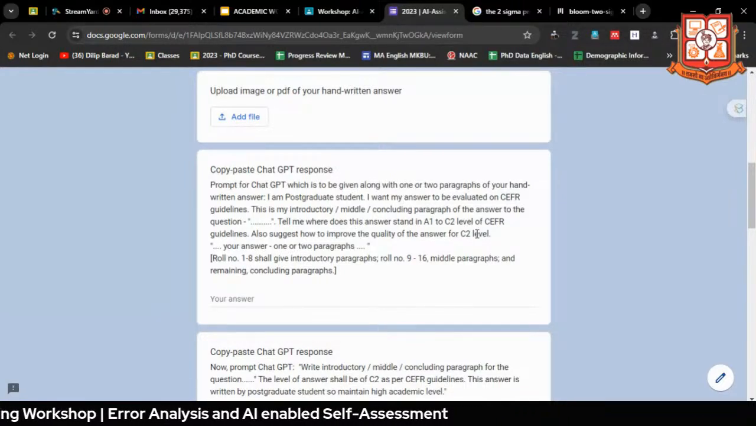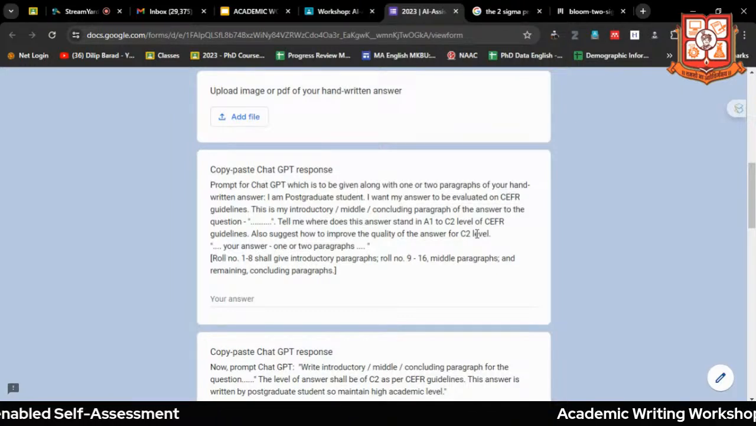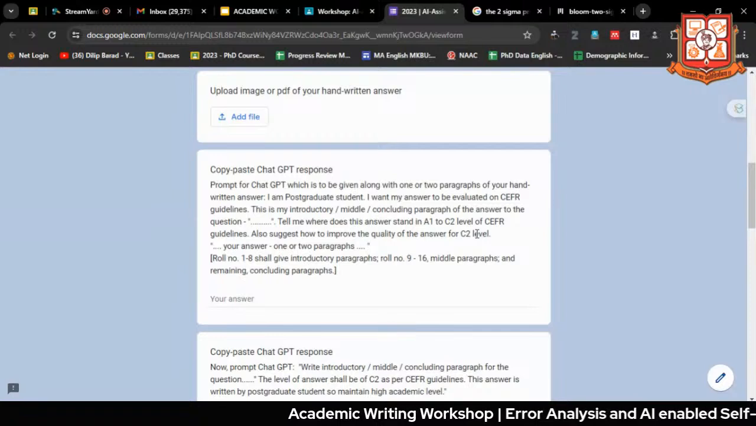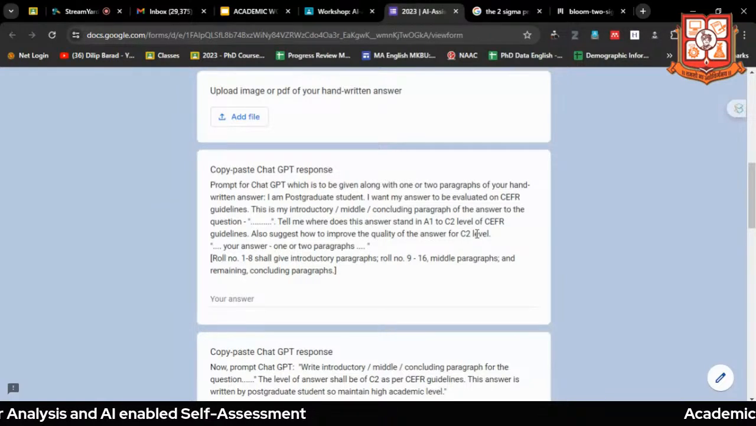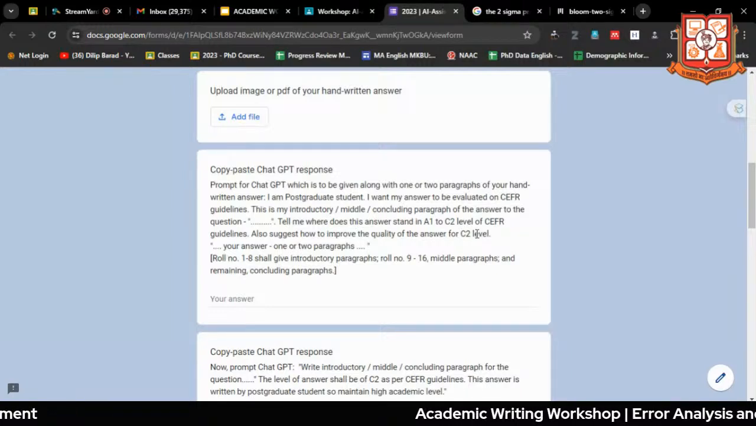So your prompt will be, I am a postgraduate student. The first thing we have to do with an AI tool is tell them who I am and what I expect from you. That is what we have to do. So we have to train the machine, and we have to tell them that you have to do this for me and I am this. Then we may get some nearly good answer for this.